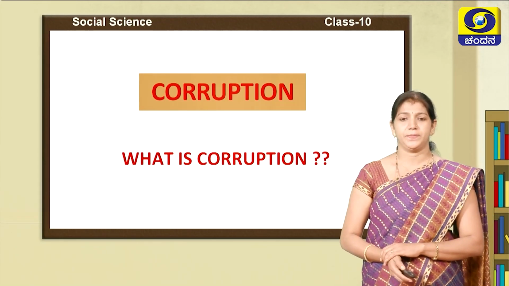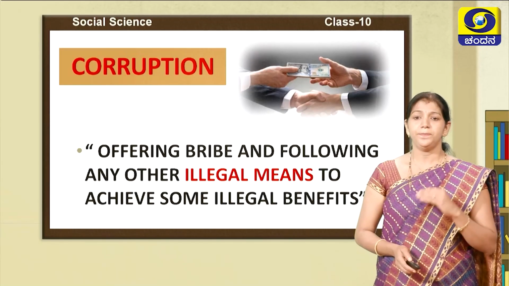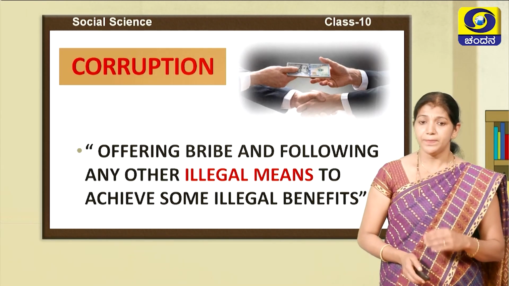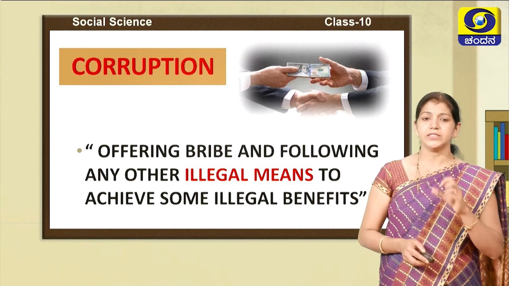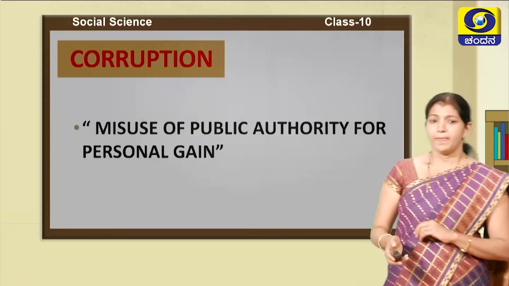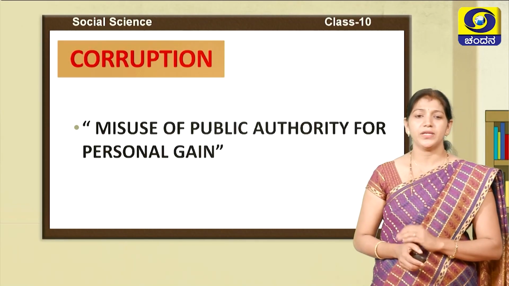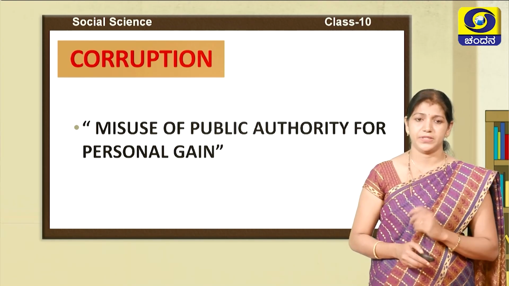What is corruption? Corruption means offering bribes and following any other illegal means to achieve some illegal benefits. The power is used for their own profit. The people are getting more profit through illegal means. This is known as corruption. A simple meaning of corruption is misuse of public authority for personal gain. It is also known as corruption.